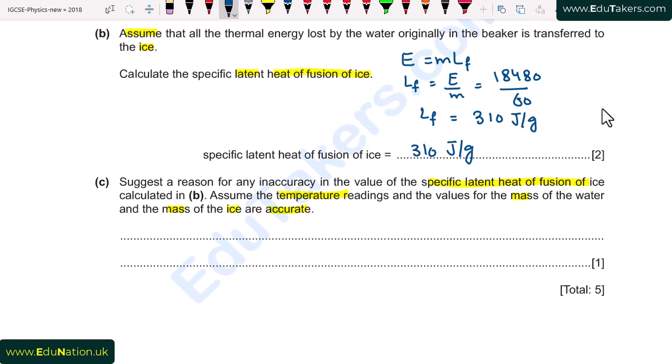So I write here thermal energy transfer from surroundings. So that's why there will be inaccuracy in the value of specific latent heat of fusion of ice.